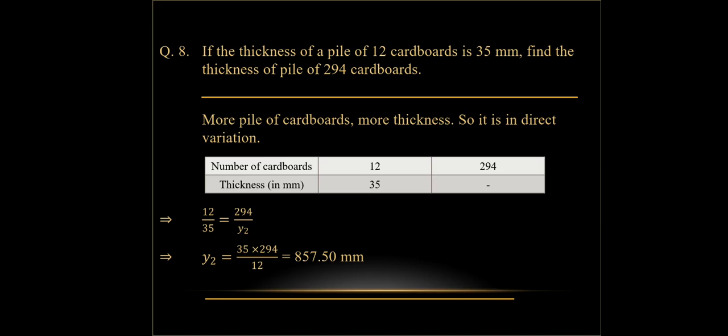Now if you want to convert into centimeters, that you can also do. So the thickness of a pile of 294 cardboards is 857.50 millimeters. In centimeters, if you want to convert, then divide by 10. So that would be 85.75 centimeters.